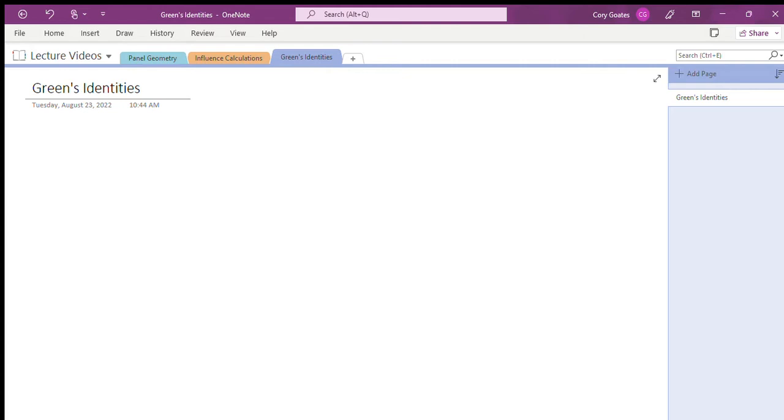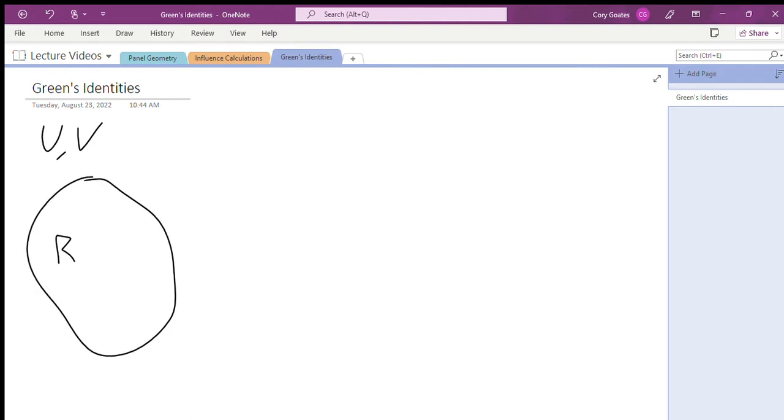So, Green's identities, there are 3 of them. We're going to start out with our first one. To do that, we're going to pick just 2 functions. These are arbitrary functions, u and v. And what we say is that u and v are defined on some region R, which has boundary S and outward normal N. Okay?